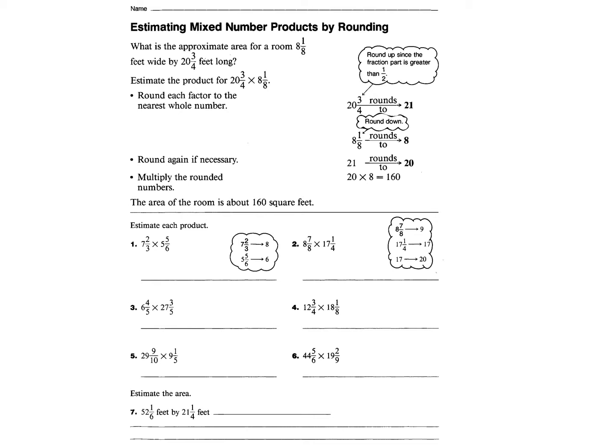For 20 3/4, we're going to round up since the fraction part is greater than a half. So 20 3/4 rounds to 21. 8 1/8 rounds down. We round that to 8. Round again if necessary. 21 rounds to 20. Multiply the rounded numbers. 20 times 8 equals 160. The area of the room is about 160 square feet.